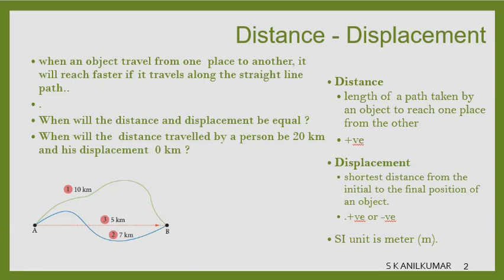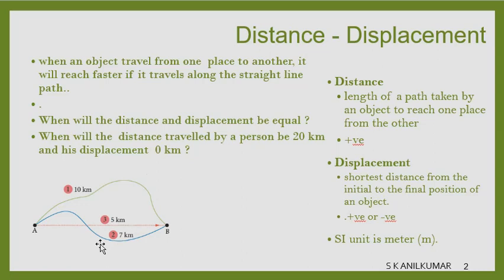So can the distance be positive or negative? No. Distance can always be only positive. But displacement can be positive or negative. The magnitude of displacement can be positive or negative. Magnitude means what? This 5. Kilometer is a unit, 5 is the magnitude. So this can be plus 5, this can be minus 5. But this 10 is always plus 10, this 7 is always plus 7.